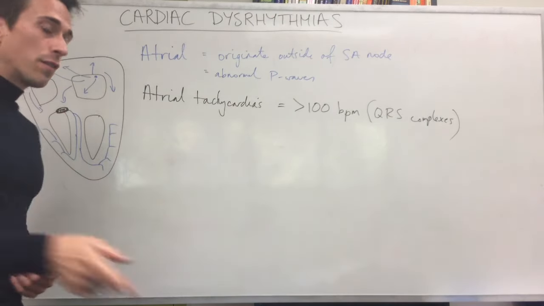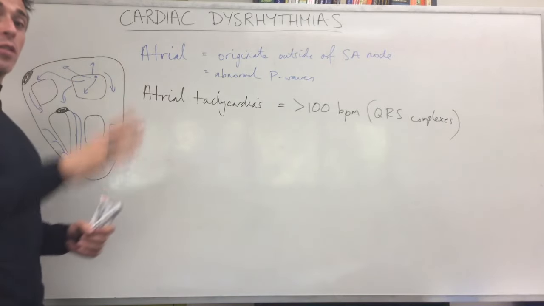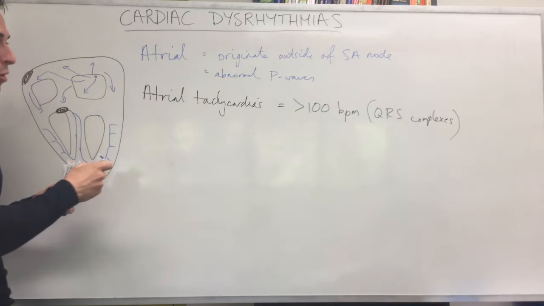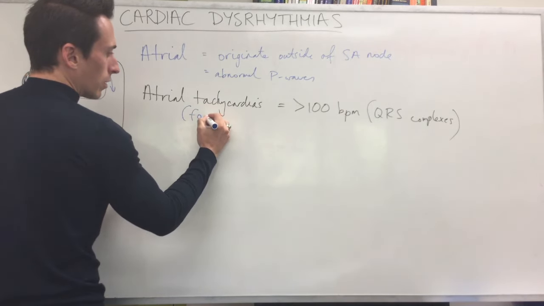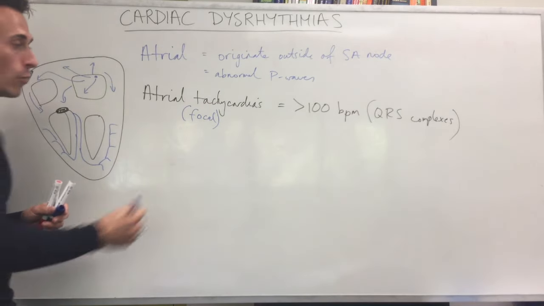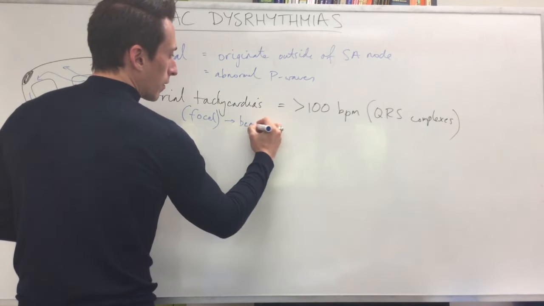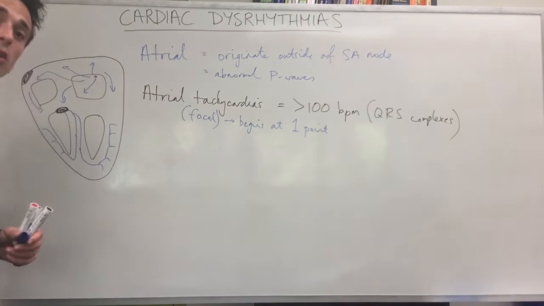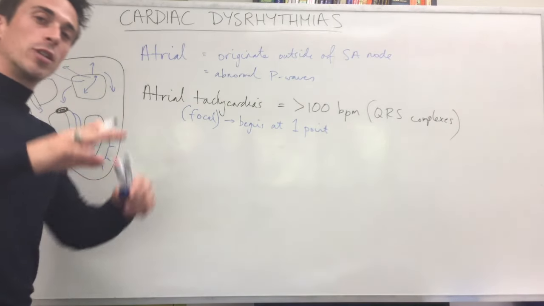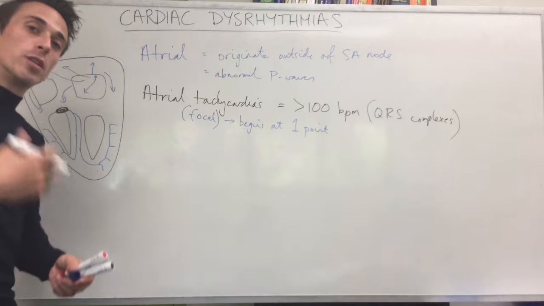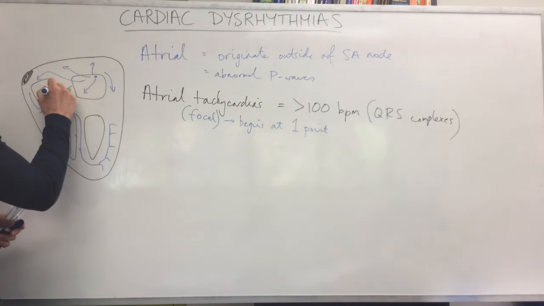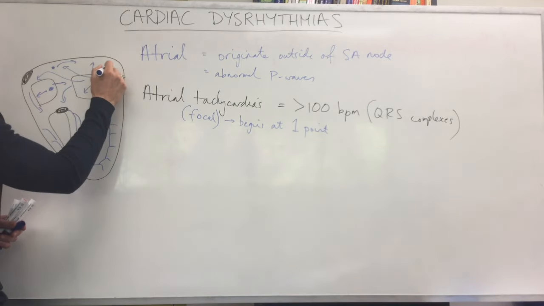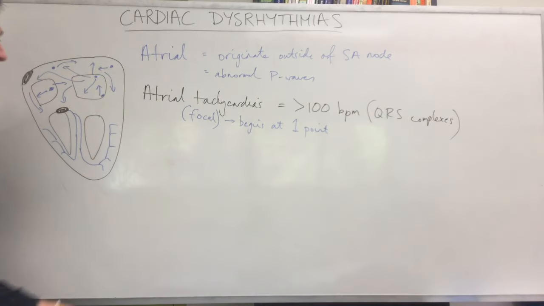Now, if this action potential depolarization event originates at one focal point, such as I've drawn here, it's unsurprisingly called a focal atrial tachycardia, which means it begins at one point or one area. But you can have atrial tachycardias which originate from many different areas, and this is called multifocal tachycardia. And what that means is it can originate here as well, and here as well, and here as well, and here as well.